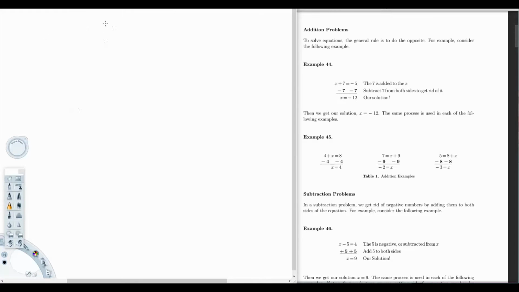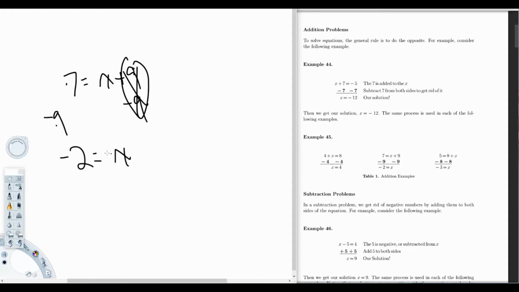All right. Let's do the other problem. 7 equals x plus 9. Once again, we want x to be alone, right? So we've got to get rid of these 9 things. We're going to subtract 9, and we've got to subtract 9 on the other side too. So 7 minus 9 equals minus 2, and this cancels out the x. So x equals minus 2.